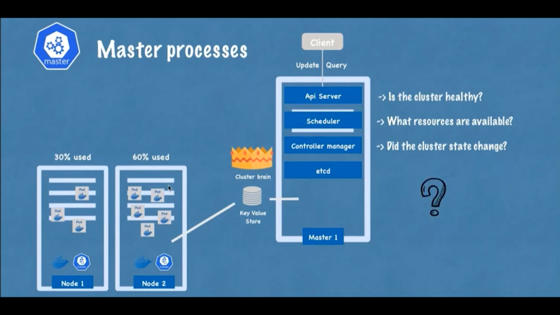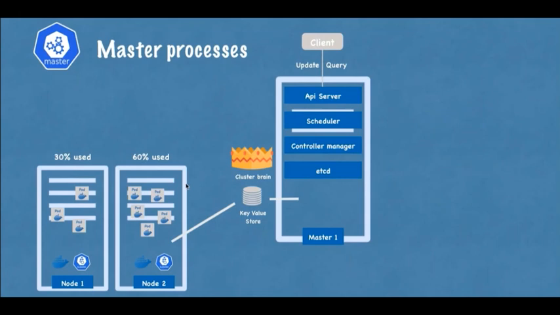but the key-value store does not hold the actual application data. For example, if you have a database application running inside of the cluster, that data will be stored somewhere else, not in etcd, which holds just cluster state information, used by the master processes to communicate with the worker processes and vice versa.